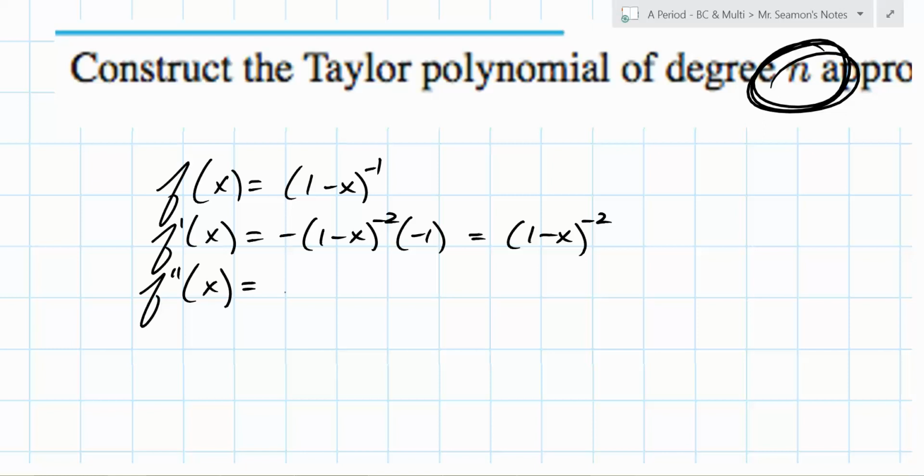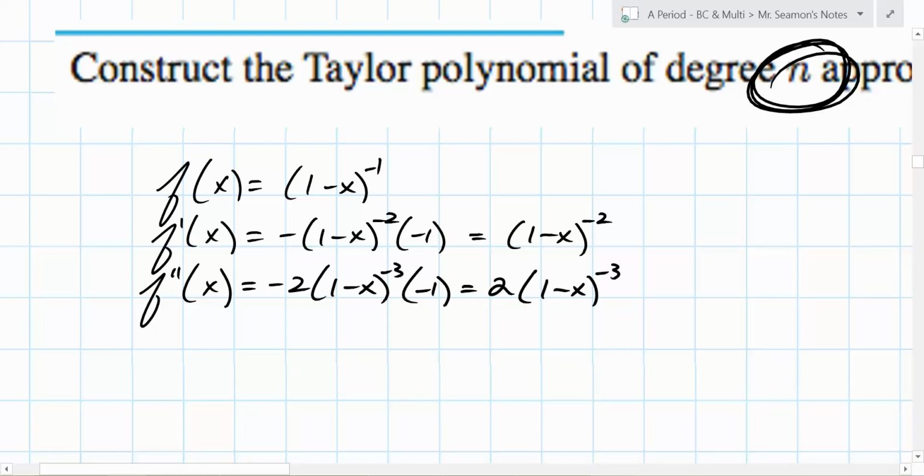What's the next derivative? 2 times 1 minus x to the negative 3. Well, what's f triple prime going to be?